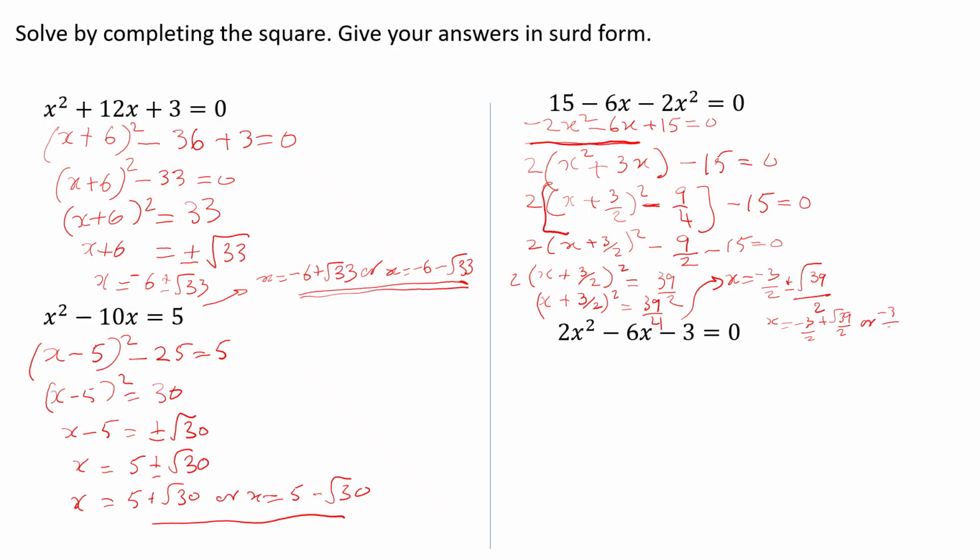Minus 3 over 2 minus root 39 over 2. So we have two answers. Next one, 2x squared minus 6x minus 3 equals 0.